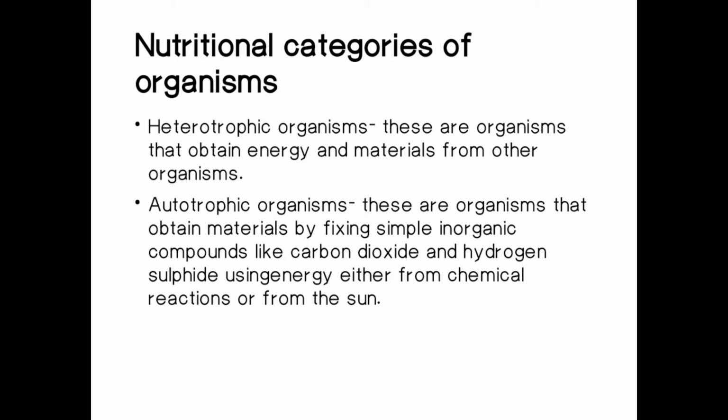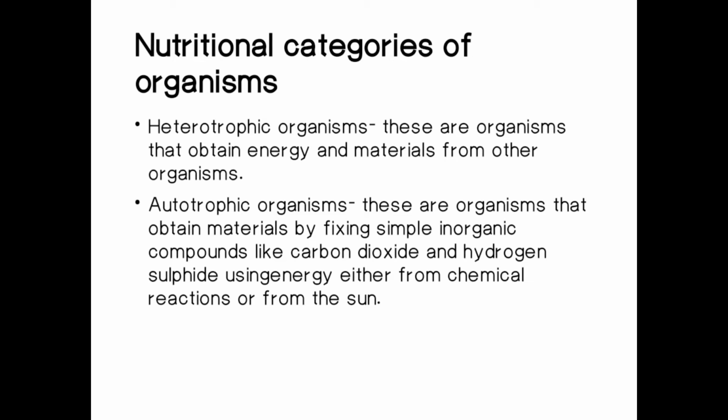So nutritionally, we categorize them into two groups. We have those that can make their own food, and those that cannot make their own food. Those organisms that can make their own food, we call autotrophs. Those that depend on others are called heterotrophs. The word hetero basically means different, or other, something else. So in heterotroph, the word troph means feeding. So heterotrophs means you are either feeding on others or you are obtaining your food from others.